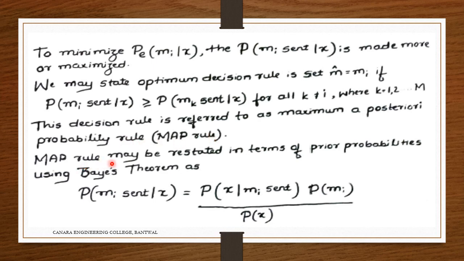The MAP rule may be restated in terms of a priori probability using Bayes theorem as: probability of mi sent given the signal x is equal to probability of x given mi sent, times probability of mi, divided by probability of x.